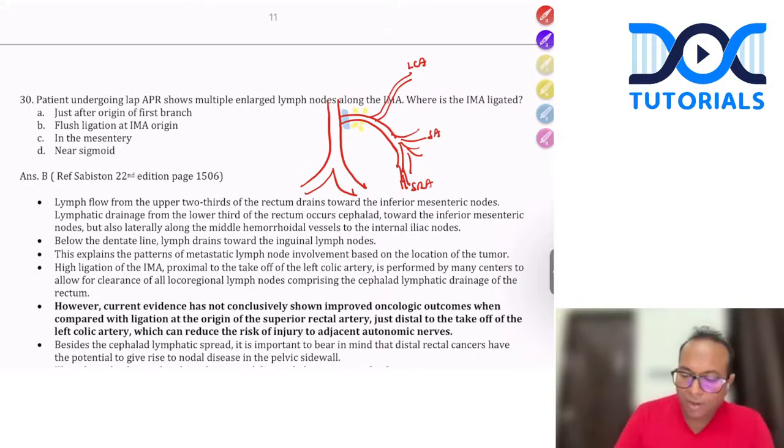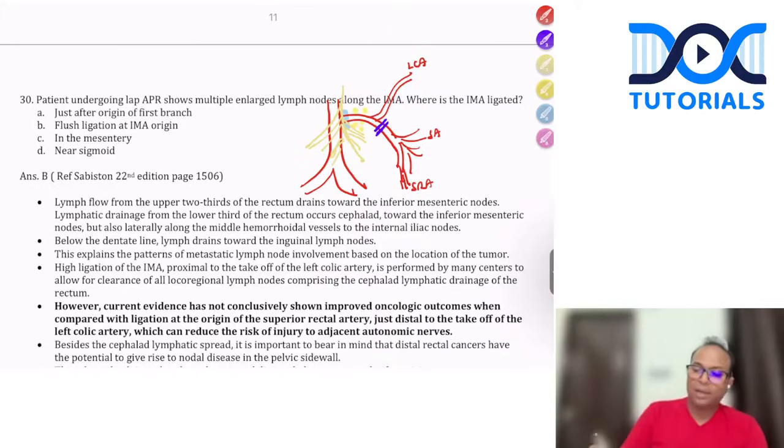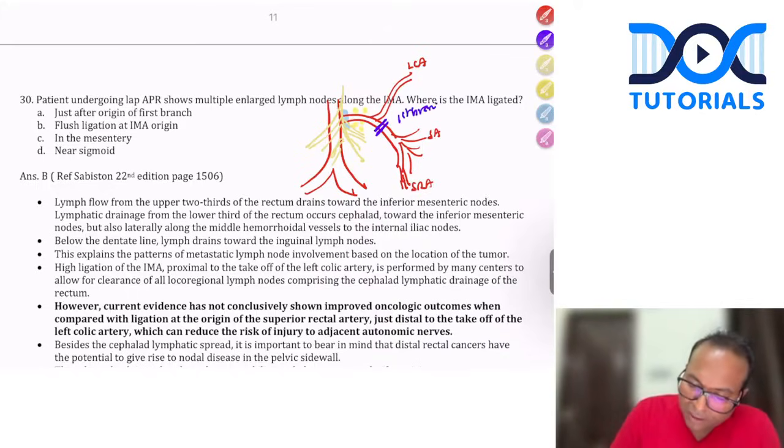The problem that happened is that when we do high ligation, the superior hypogastric plexus can get injured. So people started doing ligation after the first branch, like this. After the left colic artery, people started ligating here, after the first branch. But this is the old concept.